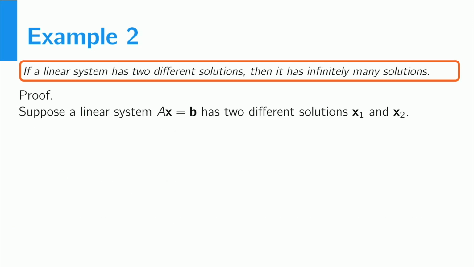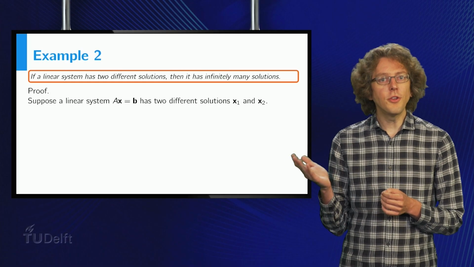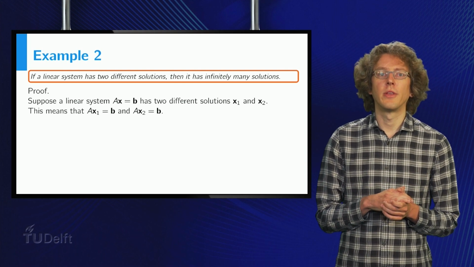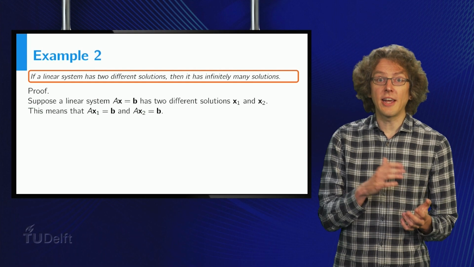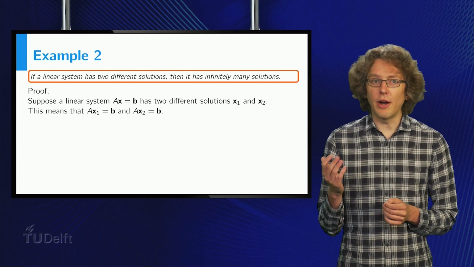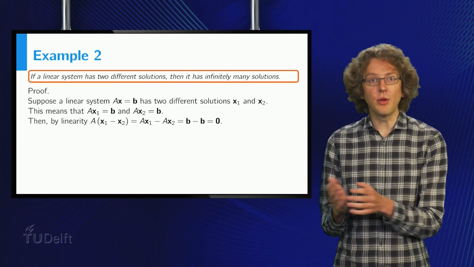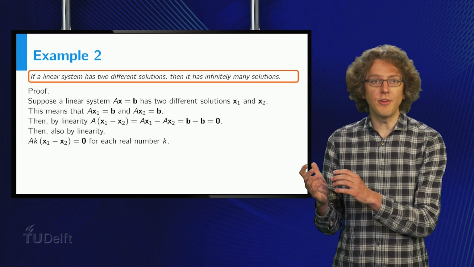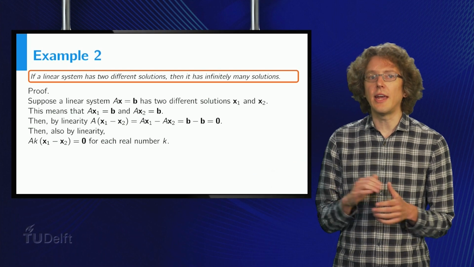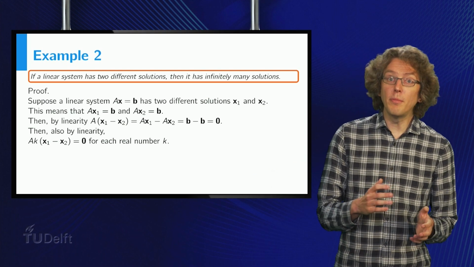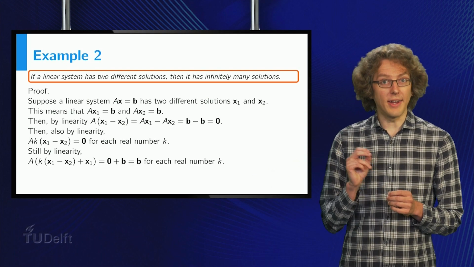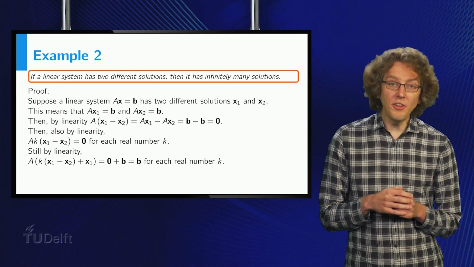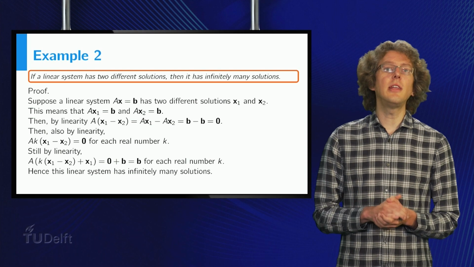You could finish the proof as follows. Call the two solutions that we assume exist x1 and x2. Since Ax1 equals b and Ax2 equals b, we have by linearity that A times the difference equals 0. Hence, also A times k times the difference equals 0 for any real k. And then, still by linearity, A times this vector is b for any real k, which means that the linear system has infinitely many solutions.